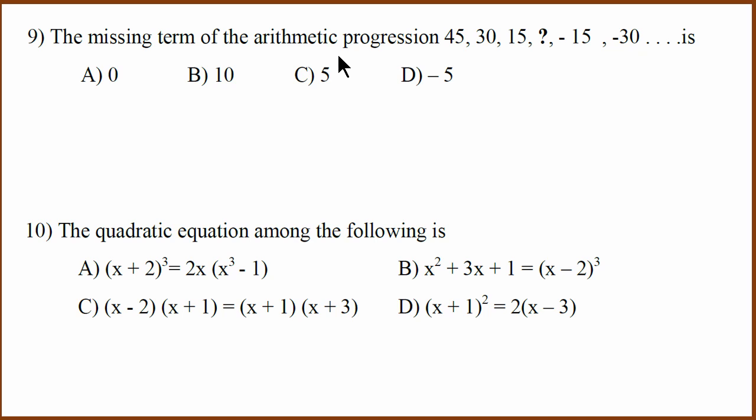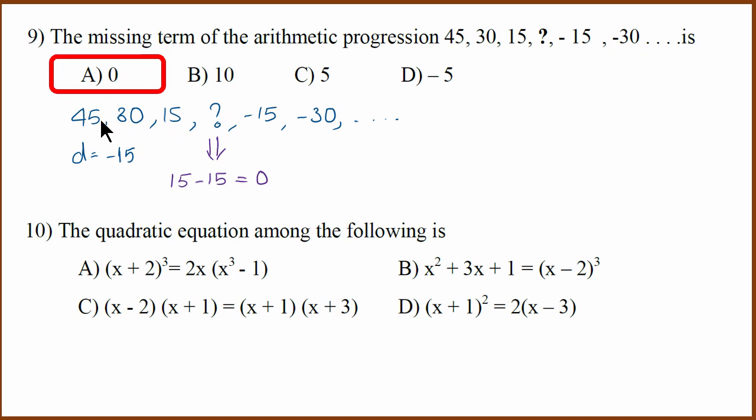The missing term of arithmetic progression. Now, which is the missing term here? Illi you observe madre, common difference is minus 15. Common difference minus 15 adrinda, illi missing term will be 0. Again, ನೋಡಿ ತರ 45 30 15 question mark minus 15 minus 30. So if you do common difference between second and first term, you will see the common difference is minus 15, which means 15 plus D will be 15 minus 15, which is 0. So correct answer 0. Okay.